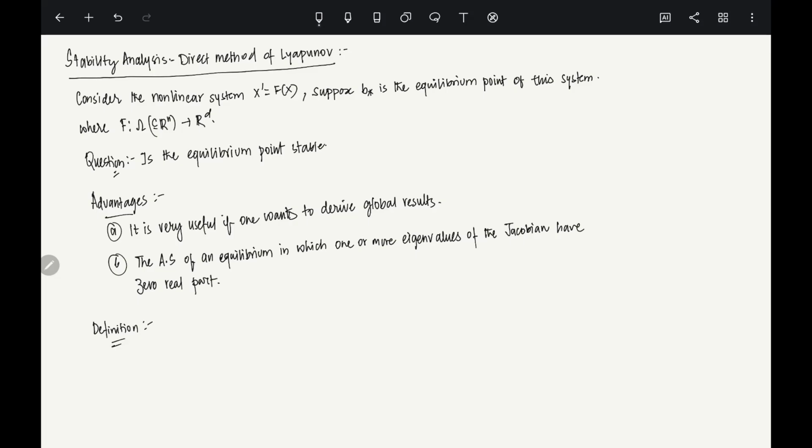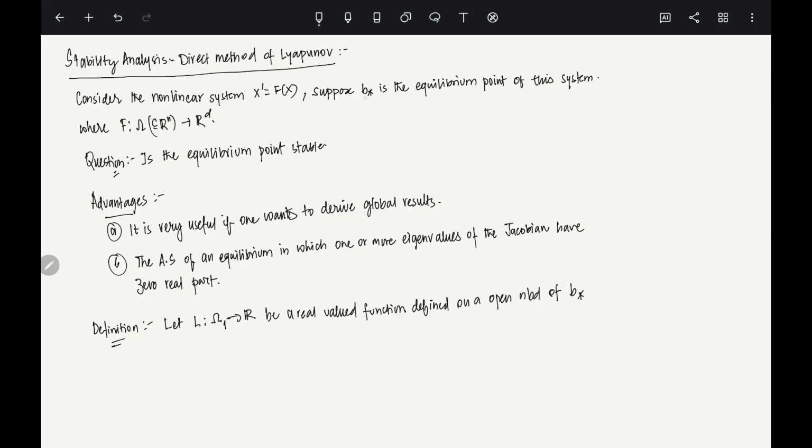Okay. So first of all, I'm defining a function. Let me do it this way. Let L be a real valued function, which is defined on an open neighborhood of B star. Okay, so what is B star?